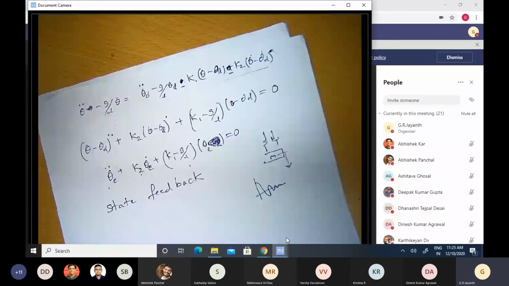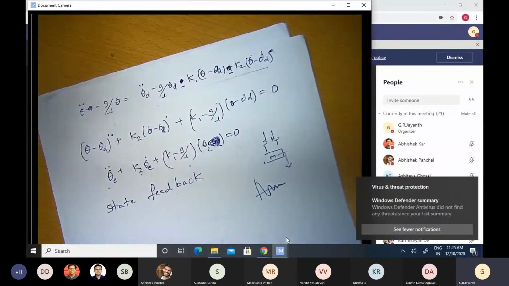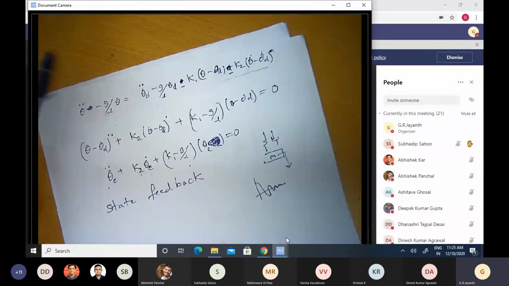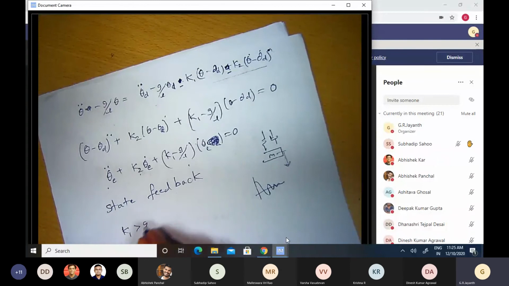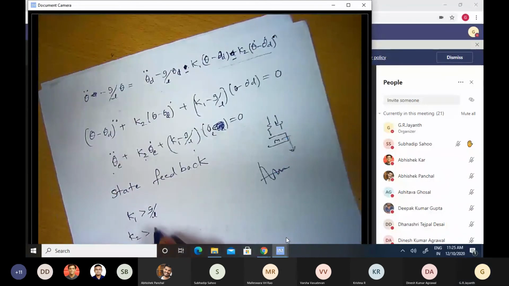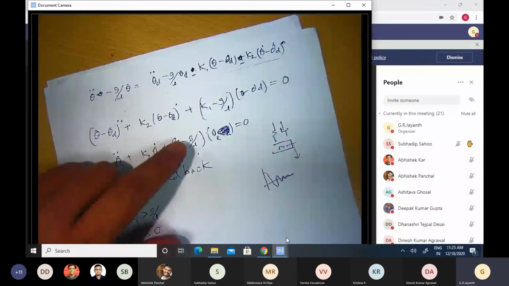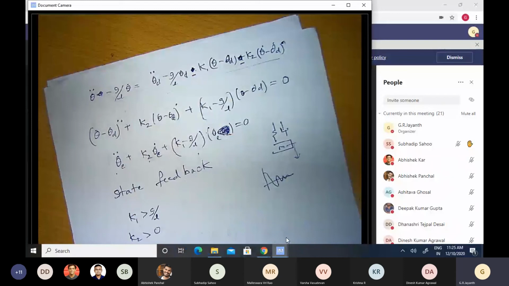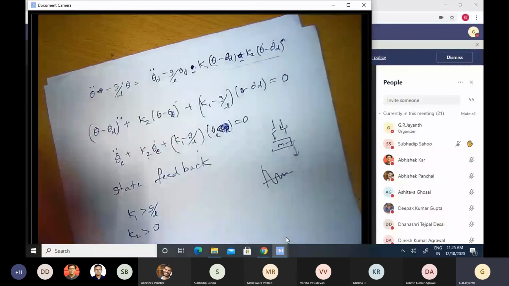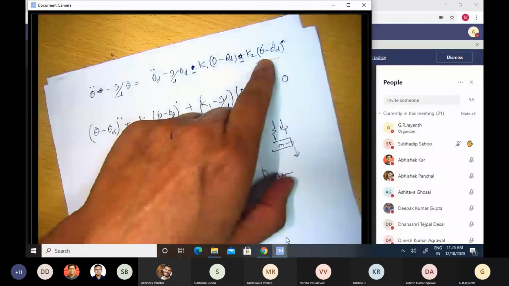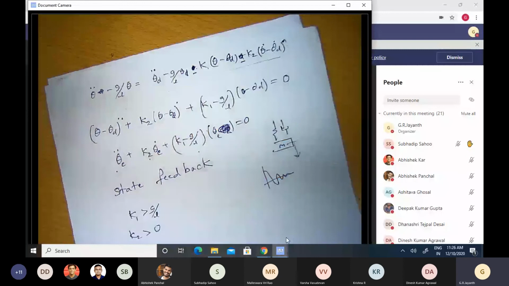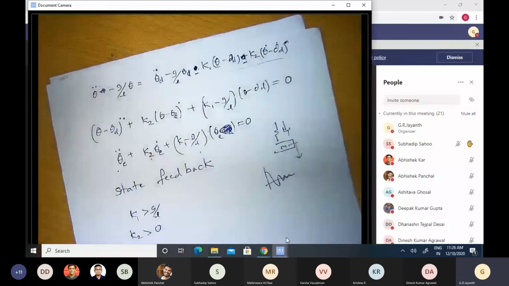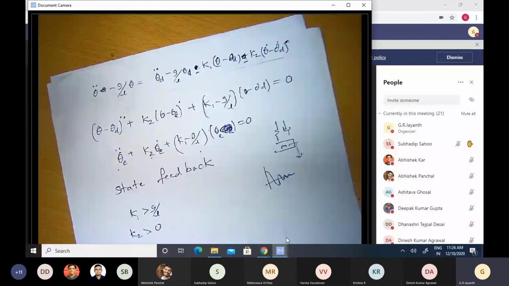Okay, any questions about this? So if I choose therefore K1 to be greater than g by L and K2 to be greater than 0, then I have positive damping and I have a positive spring, and this represents an equation which will also be obeyed by a mass spring damper system, and we know that such a system is stable, right? So that is the advantage of using state feedback. I have measured the states theta dot as well as theta. Theta is the first element of my state vector. Theta dot is the second element of my state vector. I have measured both of them and I've used them to stabilize my overall system. Okay.